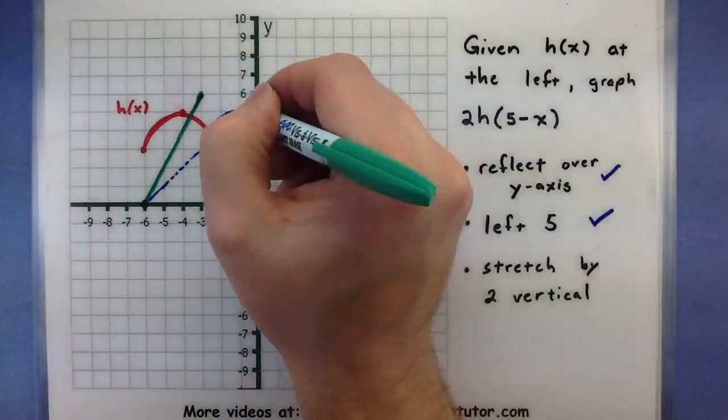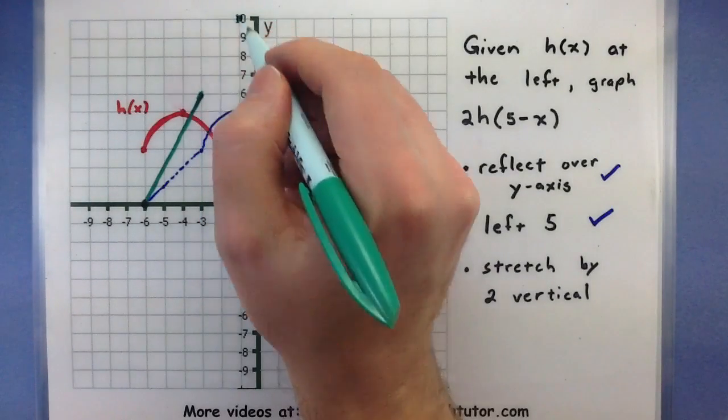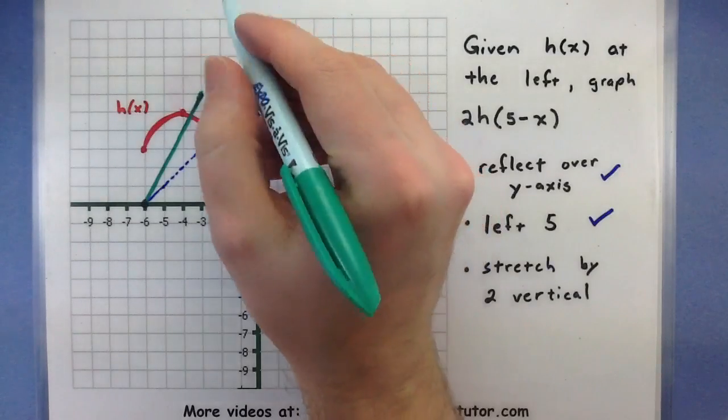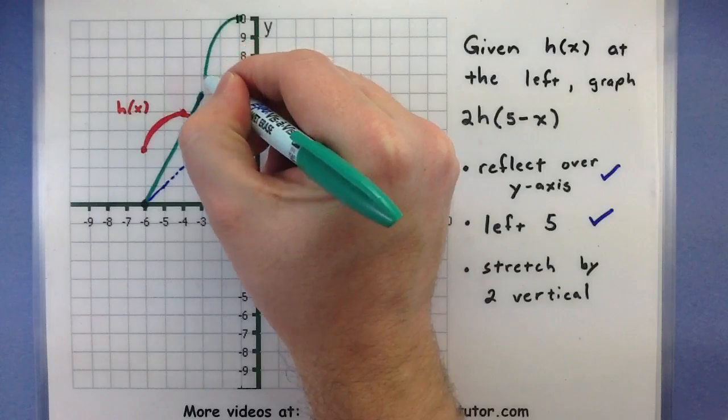Alright, other key points. This guy's at 5. Multiplied by 2 will be at 10. This one's at 3, multiplied by 2 is at 6. So we still have our little curved piece, but now it's been stretched out.